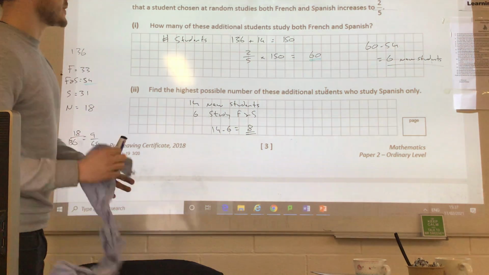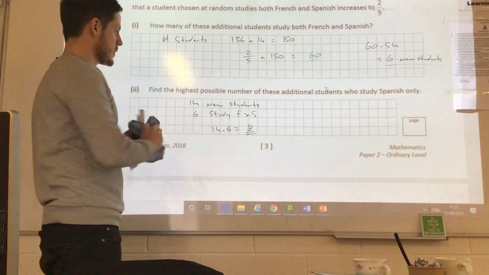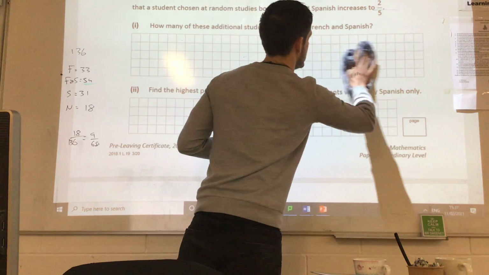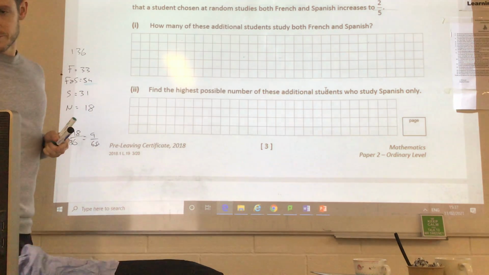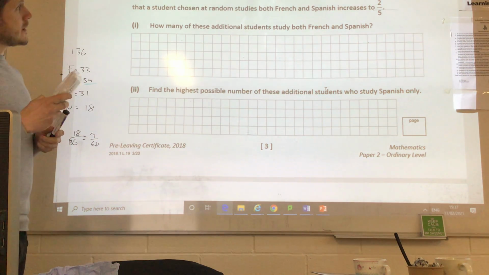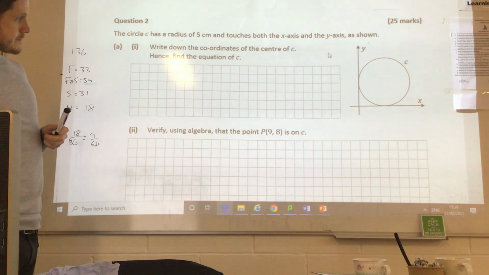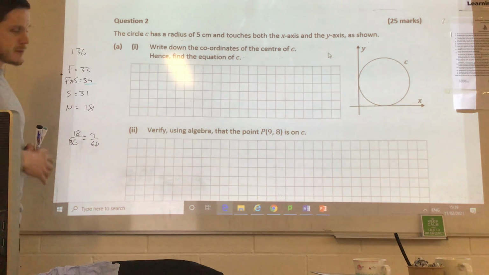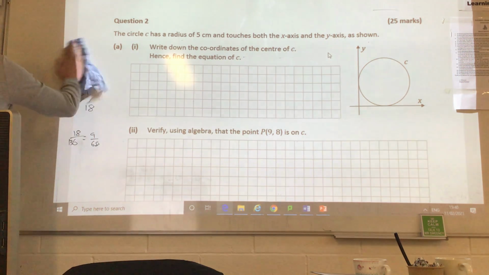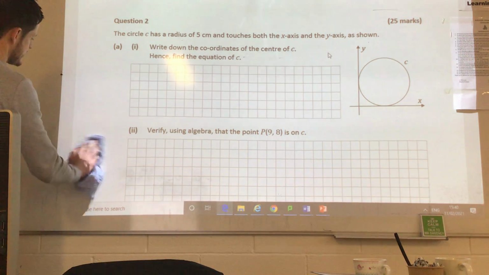Just going to have a little look at question 2. We're not going to do every part. We're going to have a little look at part 1 and part 2 very quickly. So, question number 2 here. Circle geometry. It says a circle has a radius of 5 centimeters and touches both the x-axis and the y-axis as shown. Hence, write down the coordinates of the center of C.